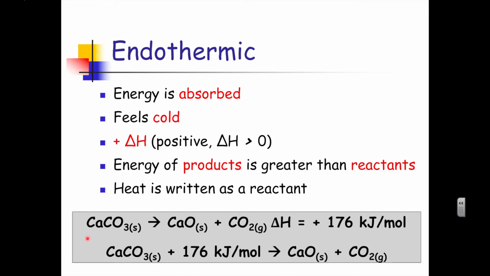Okay, so in this type of equation, you have those two different flavors again. You can either write the equation here and then write the delta H and then positive 176, or you can put the 176 as a reactant over here. Now again, it's still a plus sign, but it's going to be on the left side now to symbolize that it is a reactant. Okay?